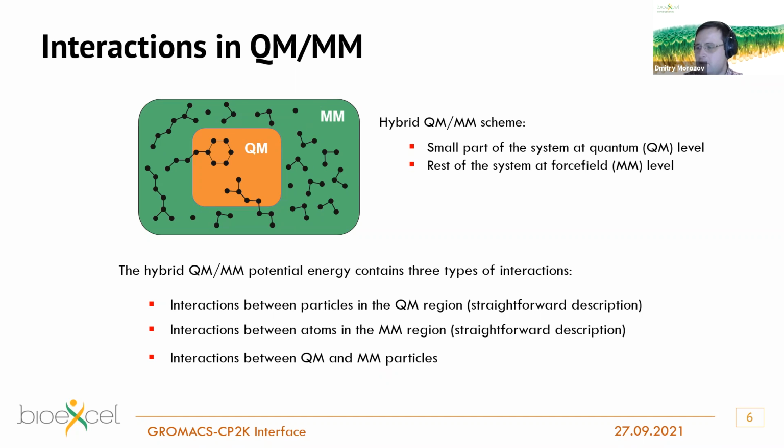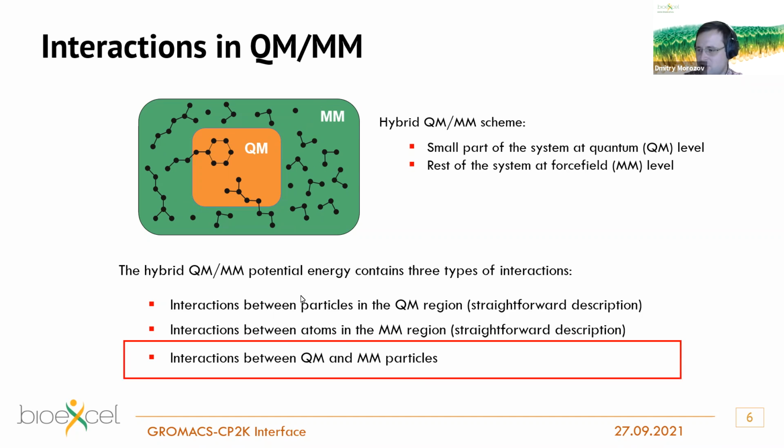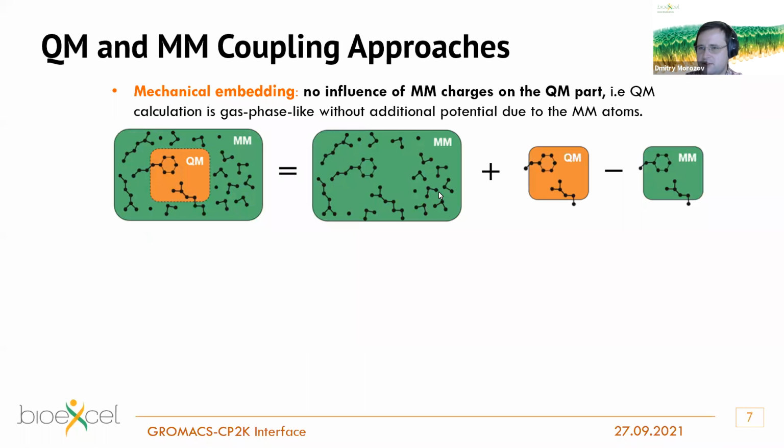And the tricky part comes here. It's actually the interactions between QM and MM particles. For that case, there are at least three main schemes which are now employed in the literature. First of all is the simplest one. It's called the mechanical embedding scheme, where your QM part is by itself, so it does not feel the field of point charges from the MM part, and it's calculated like in gas phase.